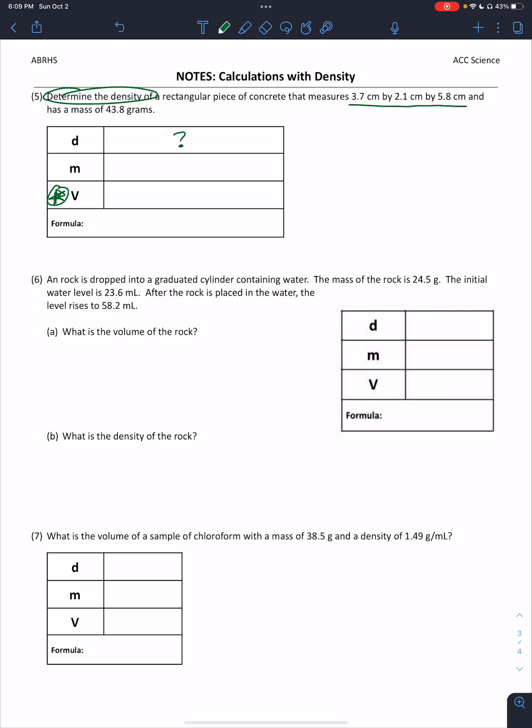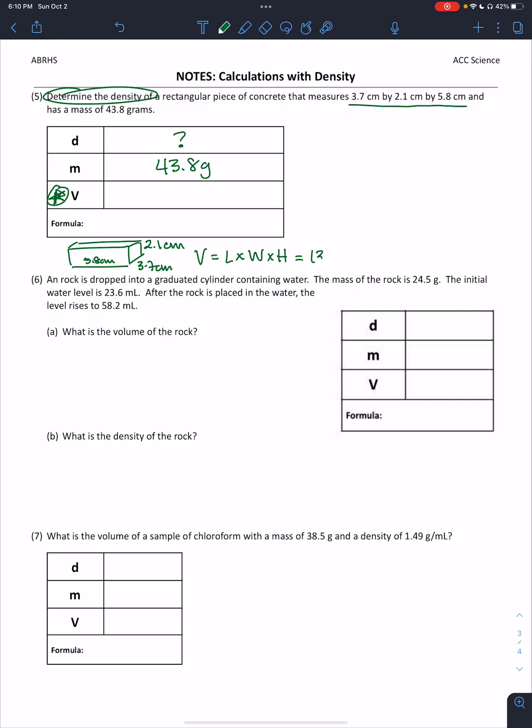So the density is my unknown. The mass is 43.8 grams, which means I've got to be able to determine the volume. The way I do that is I think about my substance in terms of 3 dimensions, and I've got 3 measurements: 5.8 centimeters, 3.7 centimeters, and 2.1 centimeters. To find the volume, I need to multiply the length times the width times the height. I'm going to take care of that down below here.